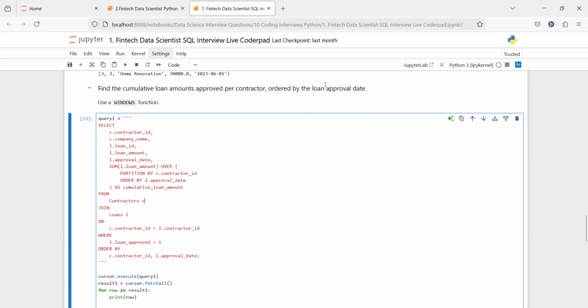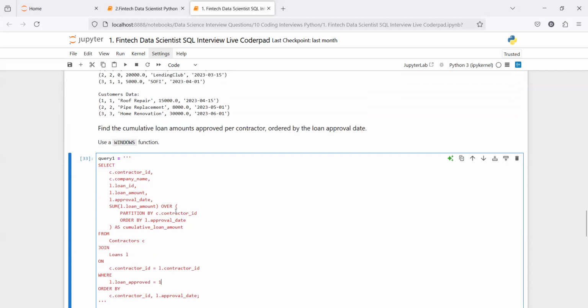And then we have to order by the approval date. And you have to kind of order by contractor ID and the approval date, right? Because we've got multiple contractors and multiple approval dates. You'll see that because we filtered out the ones that were not approved, there's only going to be one contractor. Okay. So that's that.